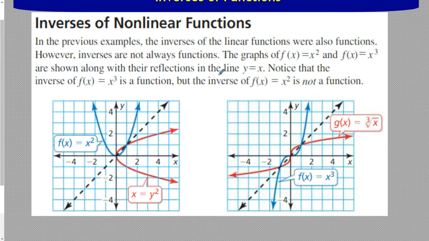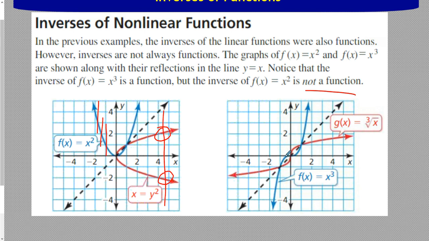Okay, so not all of these are functions. If we look at this first one, the blue graph is a function, right? It would pass the vertical line test. Wherever I draw a vertical line, it will only cross the graph once. However, the inverse crosses the graph twice. So it is not a function.